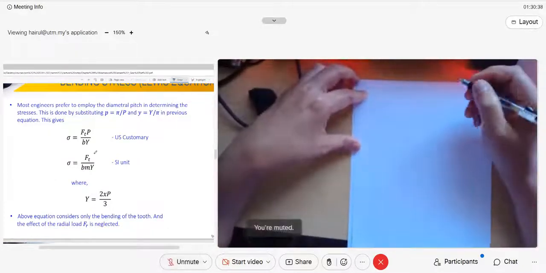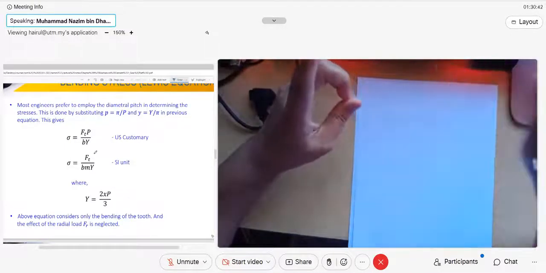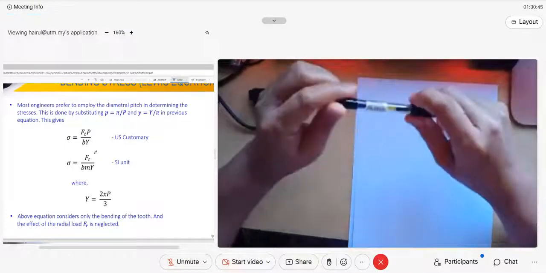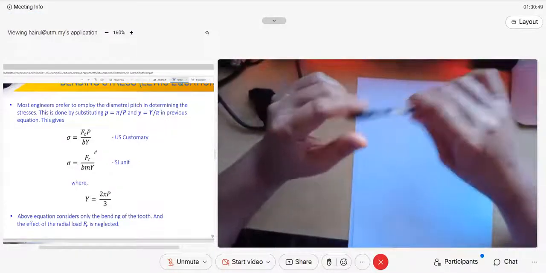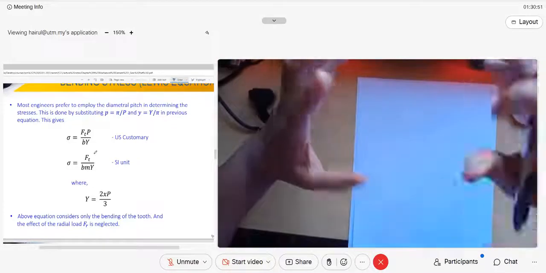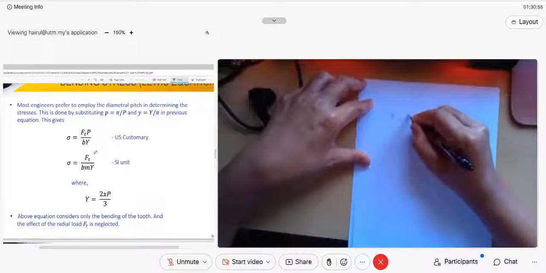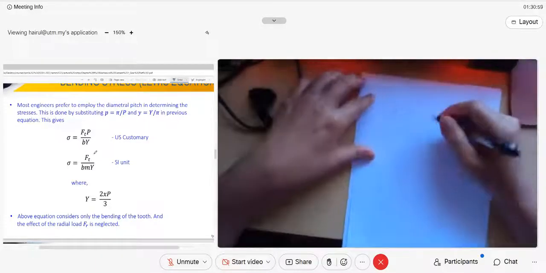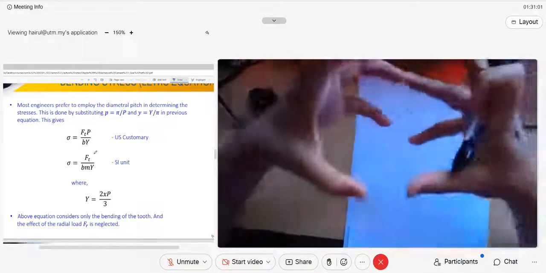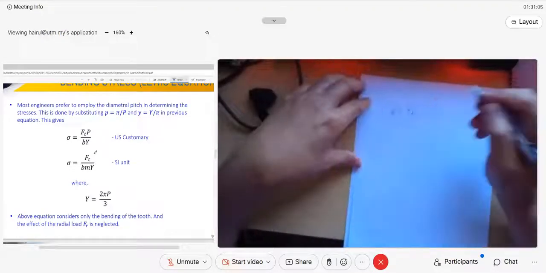For English, normally, guys, for your gears, if I'm not mistaken, your exam will be in English units, because most of our examples are in English units, mainly, like I said, in English. For English, the bending stress is based on F tangent, the tangent force applied on the tooth. You focus on the pinion gear; if you focus on the gear, it will be different. F tangent times P.